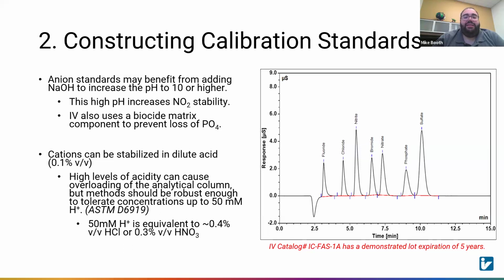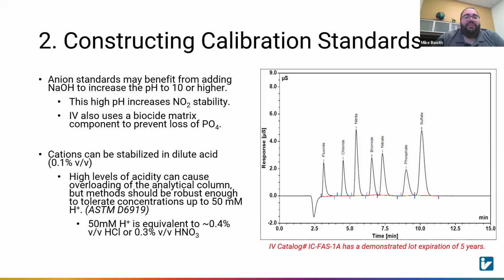Cations, you don't really have to worry about stabilization a whole lot. A lot of the cations are not going to run away or convert, but we do recommend stabilizing them in just dilute acid. We usually do 0.1% volume to volume nitric acid. We do get questions on occasion about stabilizing cation standards in acid, mainly because folks, I think, are concerned about the issue that can happen with overloading your analytical column.